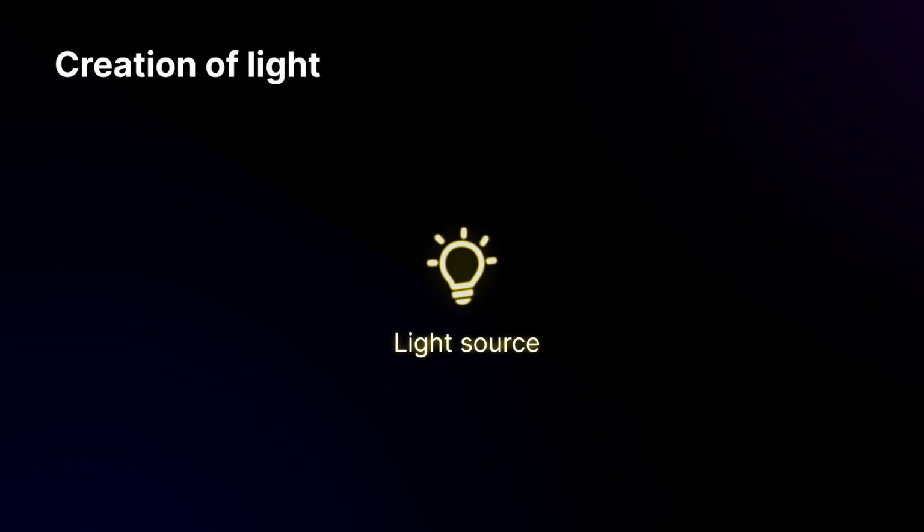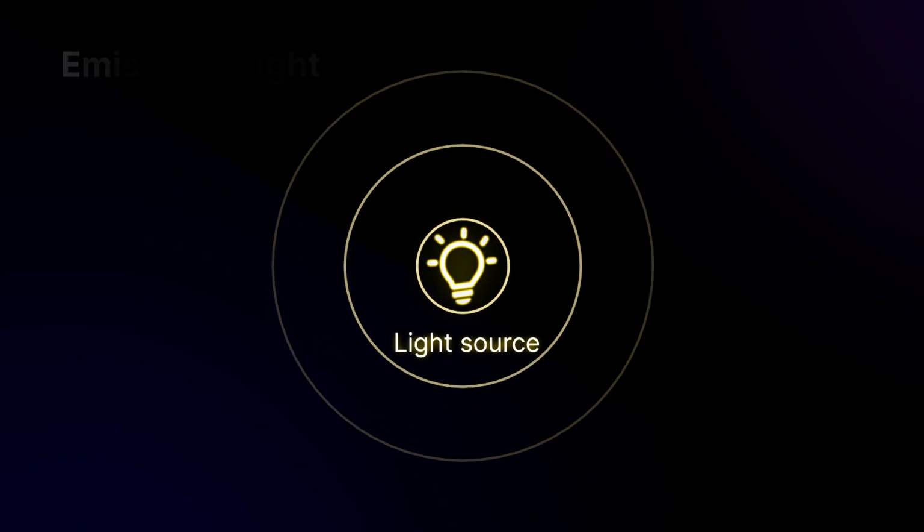For us to see light, it first has to be created. This requires a light source, such as the sun or a light bulb that emits light. This process is called emission. When emitted, light hits a bright or reflective surface, like a mirror or a white wall. It is reflected and redirected.